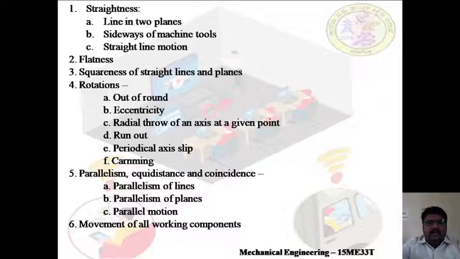Under the straightness test, it is tested for line in two planes, sideways of machine tools, straight line motion. And under the rotations, it is tested for out of round, eccentricity, radial throw of an axis at a given point, run out, periodical axis slip and turning.